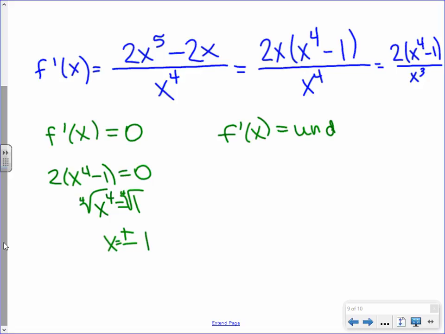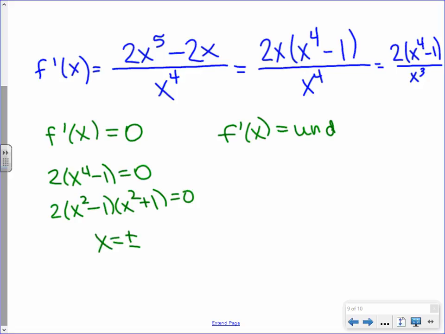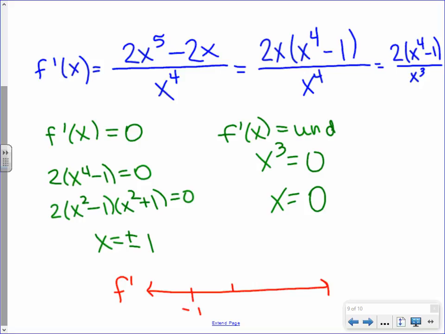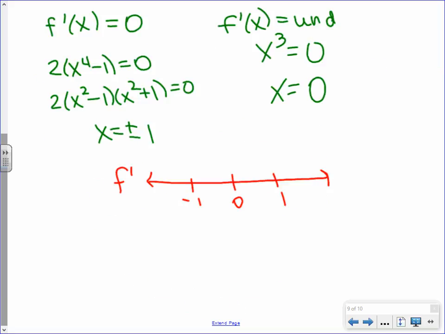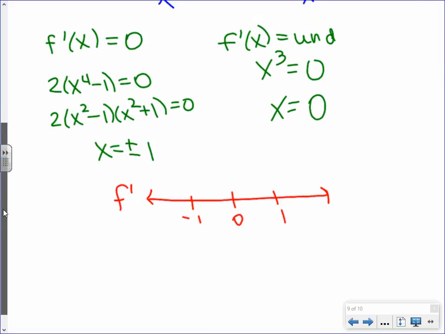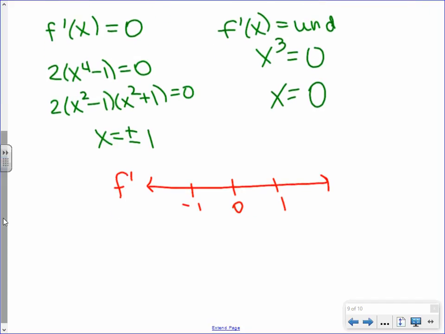You could look at this as x squared minus 1 times x squared plus 1. When is our derivative undefined? When our denominator equals 0, so x equals 0. That's why I said your number line wasn't clear. All right, go ahead and test your intervals for me, please, now that we agree on critical points.